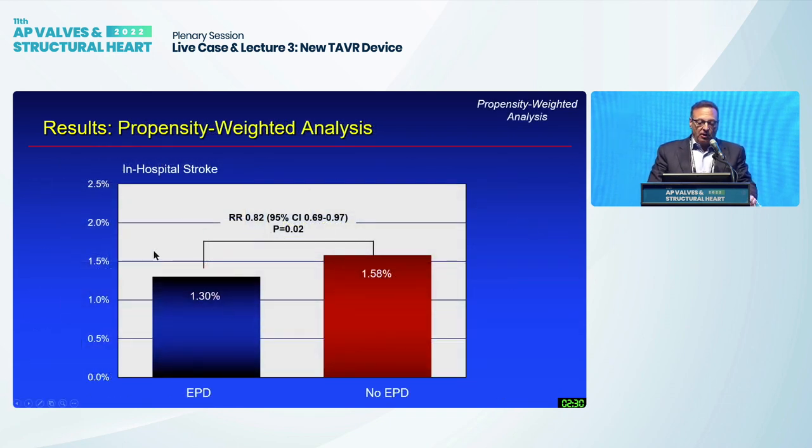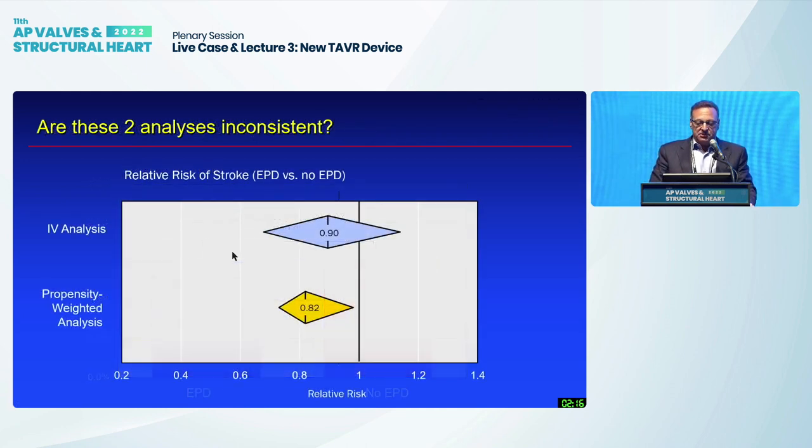But as I mentioned, we also did a more conventional analysis, a propensity-weighted analysis. And here we actually did see a very small but statistically significant reduction in stroke, about an 18% relative reduction. And you may look at this and say, well, what am I supposed to make of these data? They go in opposite directions.